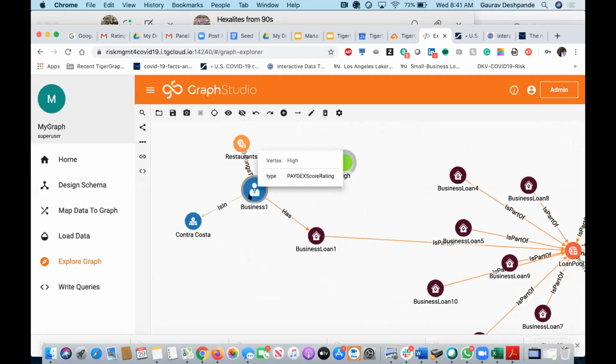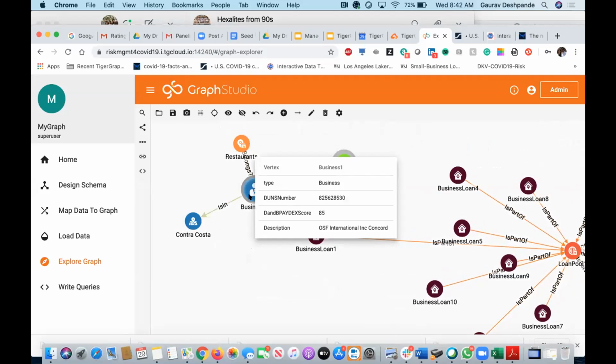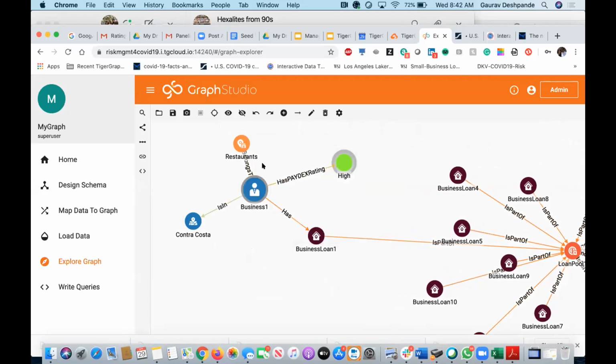If I look at the business attributes for a moment, I see a DUNS number for them. I see a Paydex score of 85, which is excellent. Anything above 80 is an excellent score. So the Old Spaghetti Factory in Concord is doing really well in terms of paying back their debt.